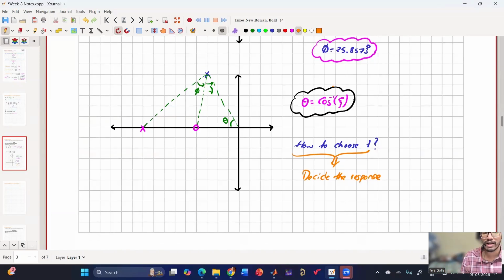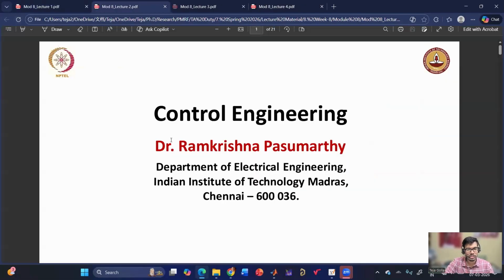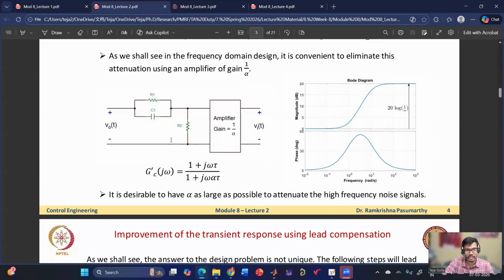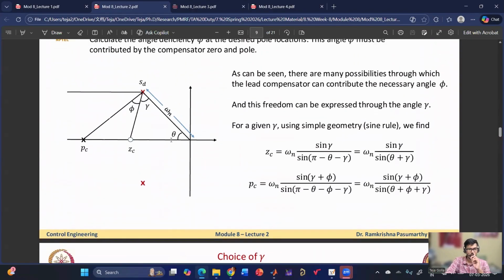Okay, so for a given gamma, how do I calculate my zero as well as pole? So sir has given one formula for ZC, PC. I will write that formula here as well. So let me just go there. Yeah. So in lecture 2, sir has considered the same problem, and somewhere here sir has given the formula. So this is the formula that I was discussing about. So this is PC, ZC, the plot that I have drawn now.